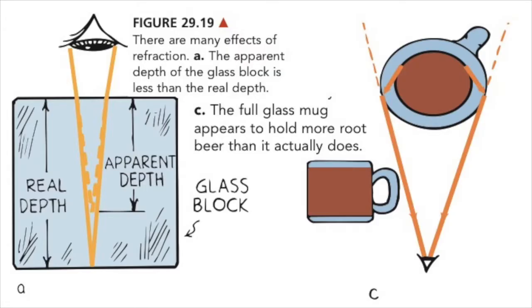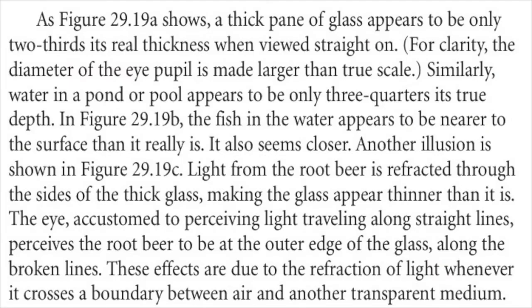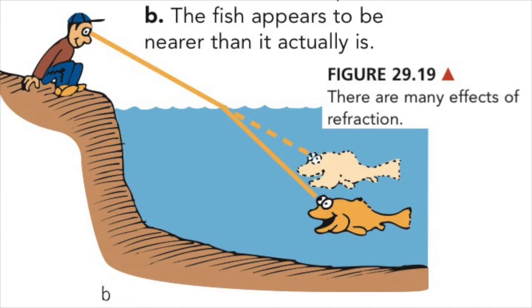As figure 29.19a shows, a thick pane of glass appears to be only 2/3 its real thickness when viewed straight on. For clarity, the diameter of the eye pupil is made larger than true scale. Similarly, water in a pond or pool appears to be only 3/4 its true depth. In figure 29.19b, the fish in the water appears to be nearer to the surface than it really is.